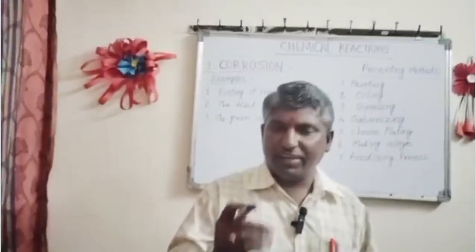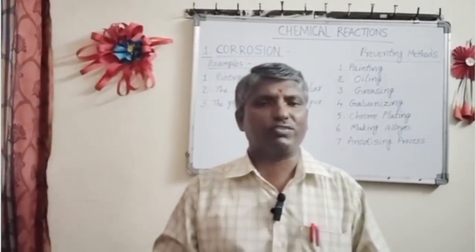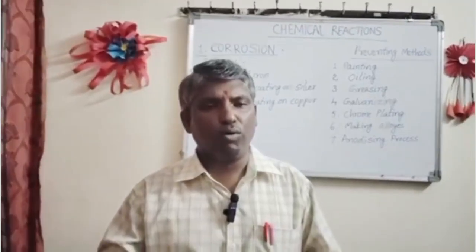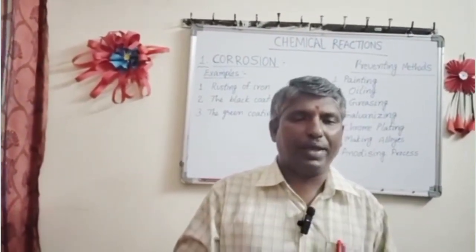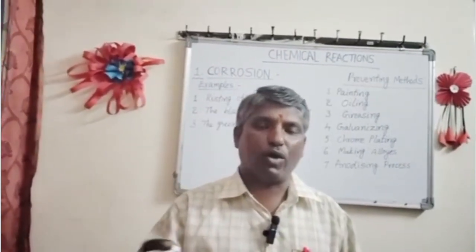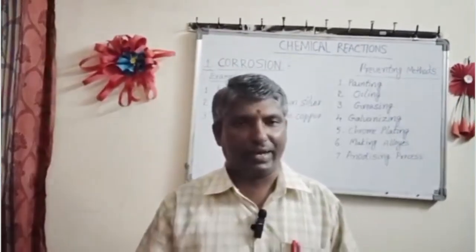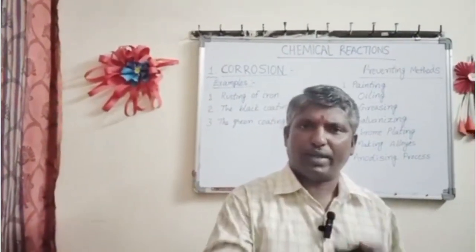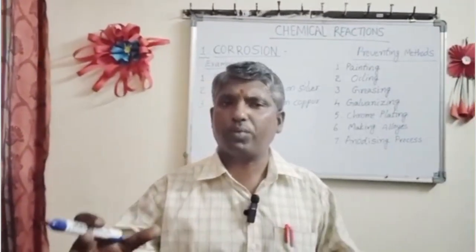Galvanizing. If zinc is coated as a layer, such a process is called galvanizing. Alloy. When two or more metals or non-metals are combined with each other to make one new substance, it is called an alloy. Anodizing process. Aluminum oxide is coated as a layer. Such a process is called the anodizing process. Using these chemical processes, we can control the corrosion problem.